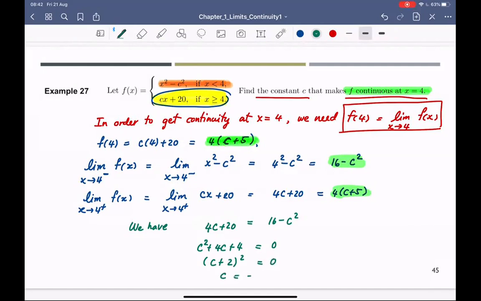And then that means c equal to negative 2. So this is your answer. C equal to negative 2 is going to be the answer that makes the function f continuous at x equal to 4. All right, so c plus 2 squared, this is c squared plus 4c plus 4.